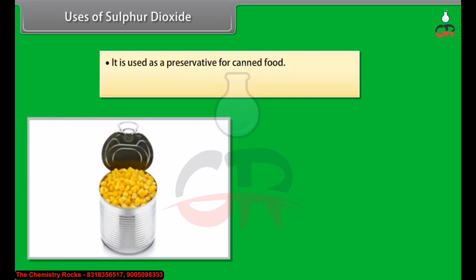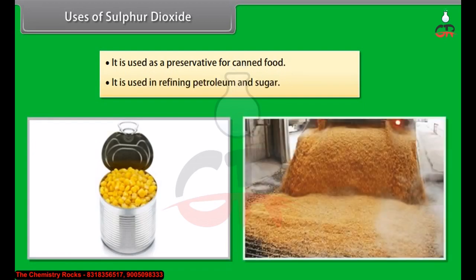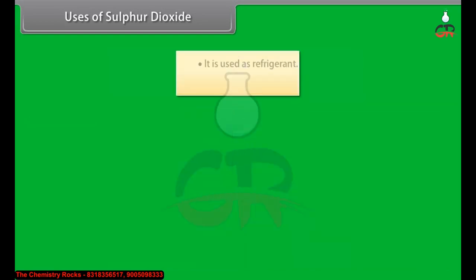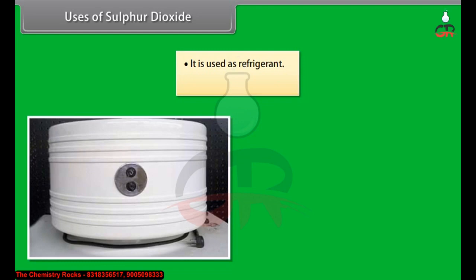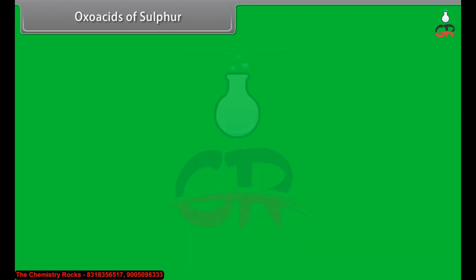It is used as a preservative for canned food. It is used in refining petroleum and sugar. It is used as a refrigerant. It is used in bleaching.